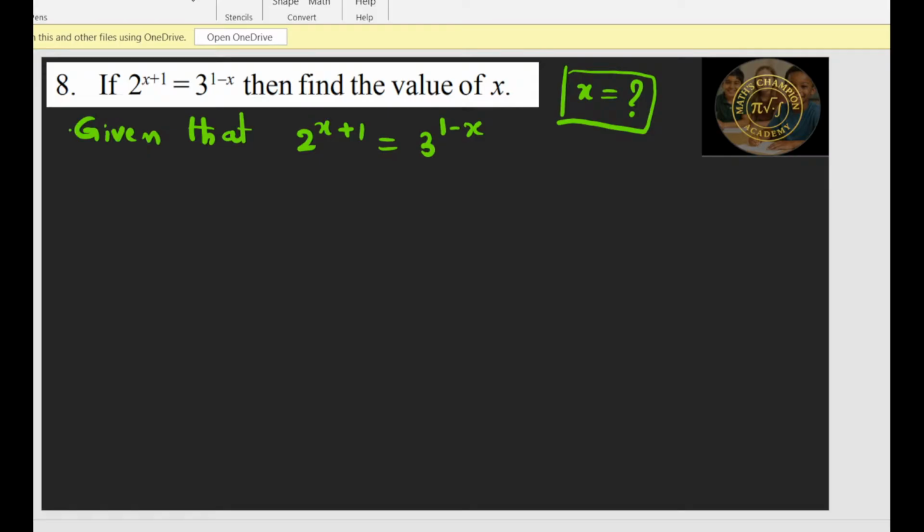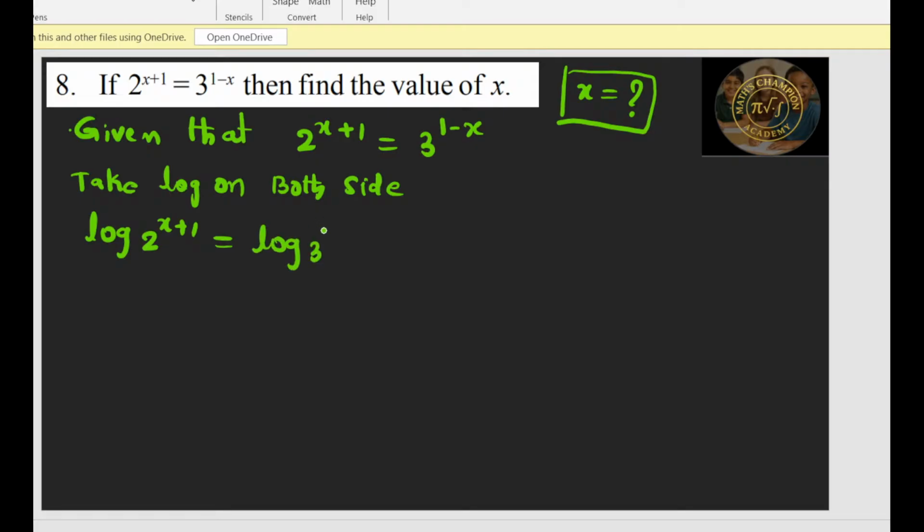In this case, take log on both sides. First, take log on both sides. Now it will become log 2 power x plus 1 is equal to log 3 power 1 minus x.